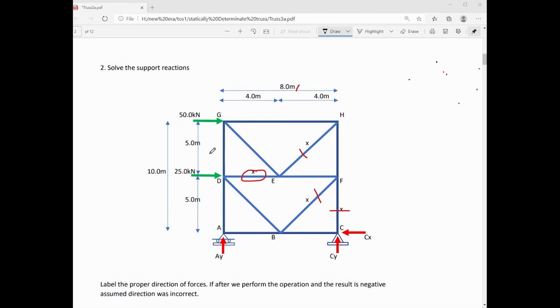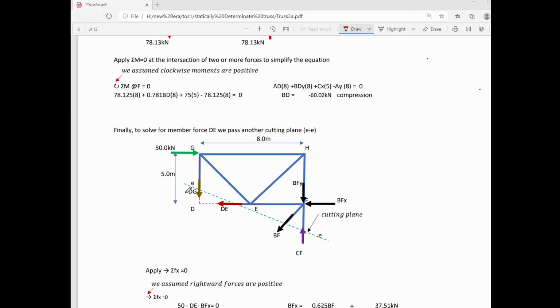To solve now this member force DE, we pass a cutting plane that will cut the portion wherein member force DE will be included. Then, by using the upper portion as our free body diagram, we can apply summation forces along X, and the only unknown will be DE, since we have already calculated the value of BF on this truss. Here is now our free body diagram after we pass the cutting plane, the upper portion of the truss is our FBD. We will again replace the severed member with forces.